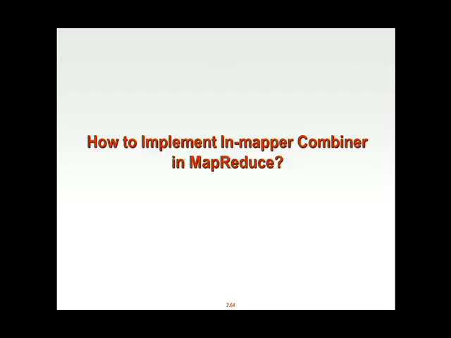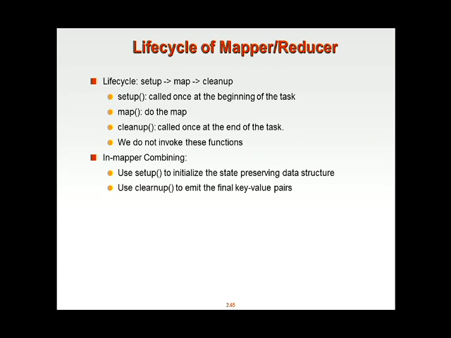Okay, so how to do the implementation? It is very important to know the life cycle of the mapper and reducers. The life cycle is like there's a setup, an initialization, and the map function. What we saw before was just the map function, but actually there's a setup function and also a cleanup function. The setup function is used for the initialization, and the cleanup function is used for some tasks at the end of your mapper task. We do not need to invoke them explicitly. MapReduce will do that for us.